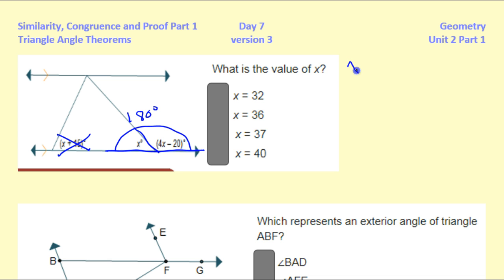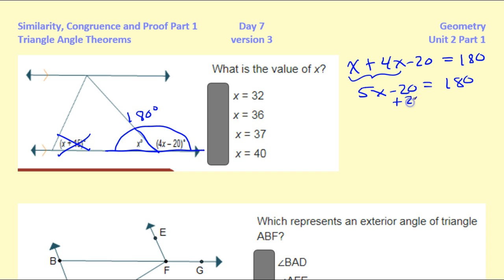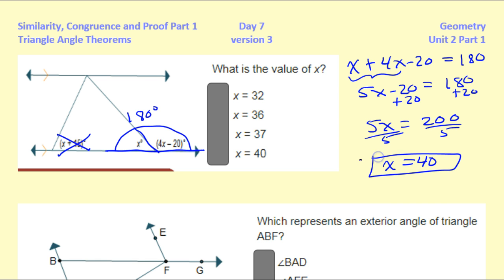So in other words, x plus 4x minus 20 has to equal 180. Combining like terms, that's 5x minus 20 is equal to 180. Adding 20 to both sides, that's 5x is equal to 200. So then we just divide both sides by 5 and we get x is equal to 40. So here's the answer right here.